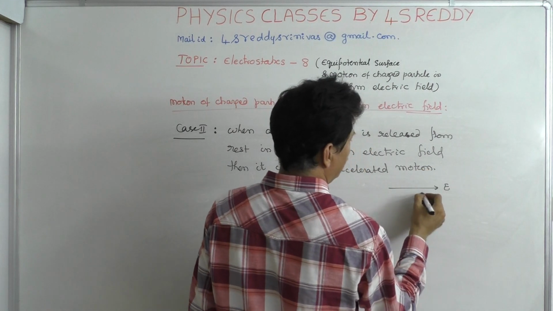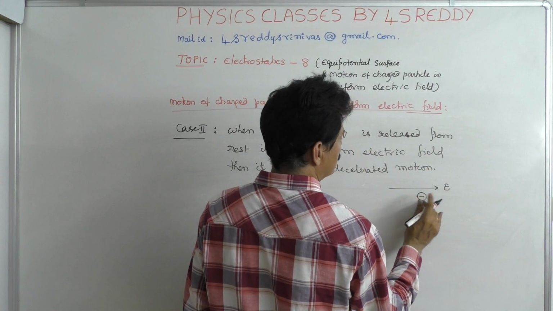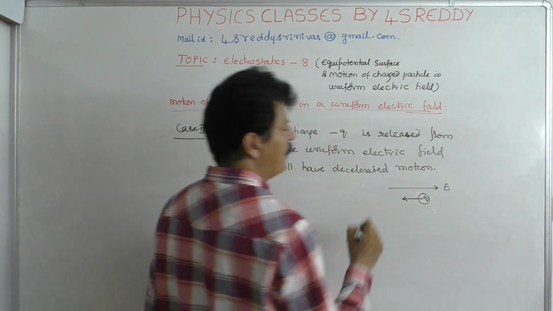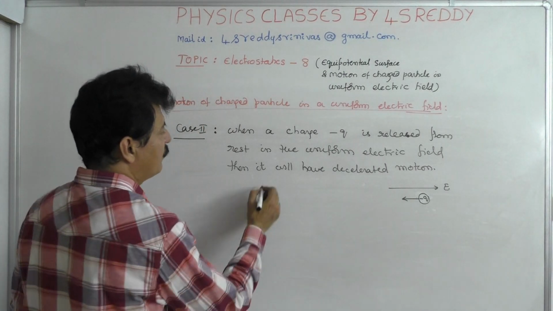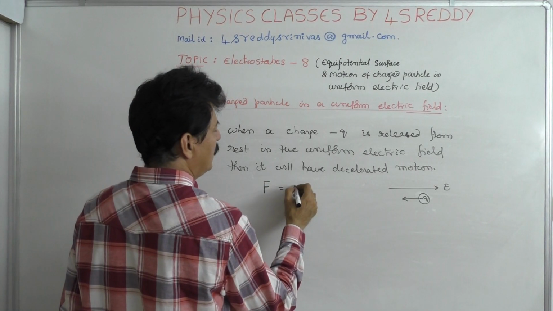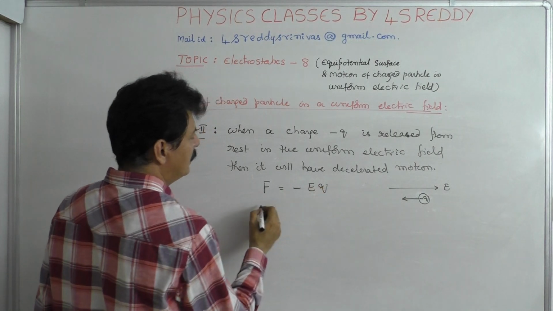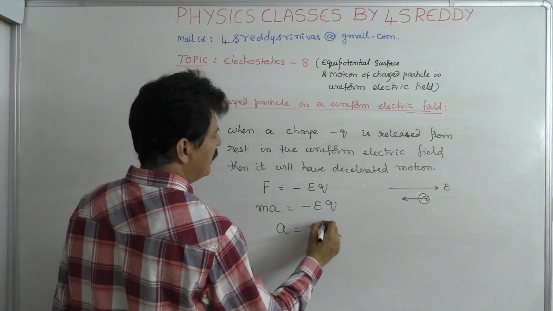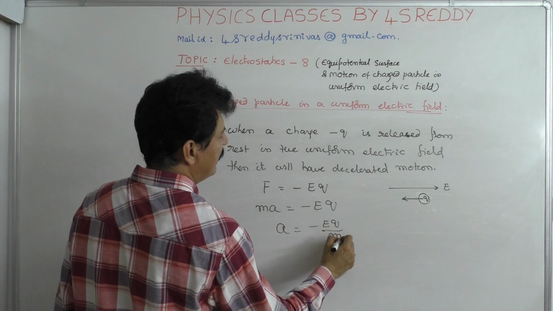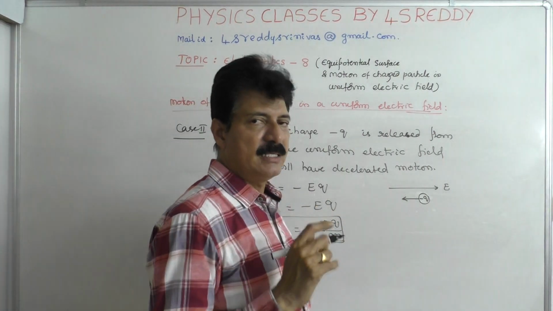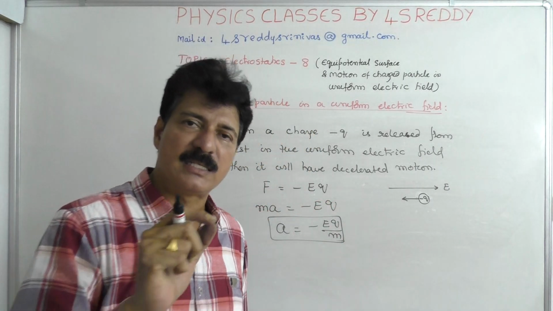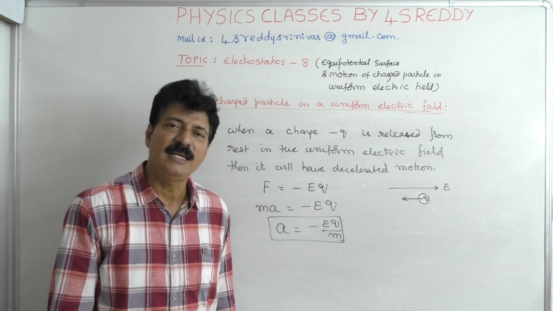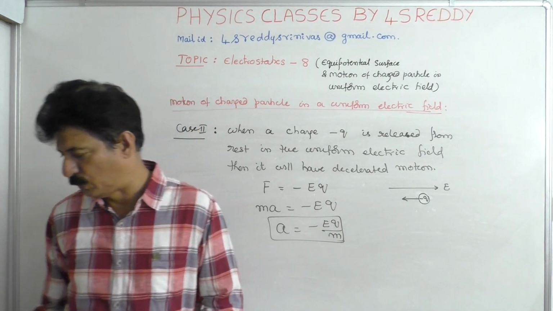If this is E and this is minus Q, then that minus Q always moves opposite to this one. Therefore, F is equal to EQ. Therefore, MA is equal to minus EQ. So, acceleration A is given by minus EQ by M. That means the negative charge always travels opposite to the electric field. This is case 2.